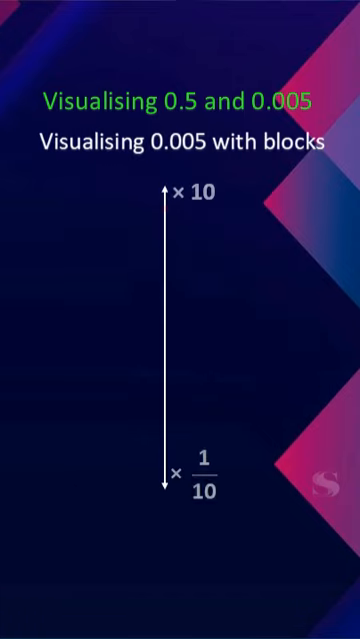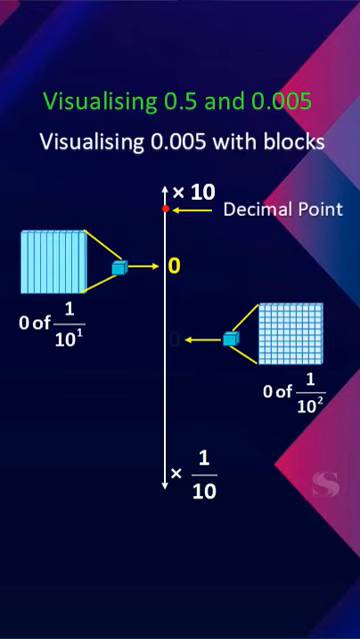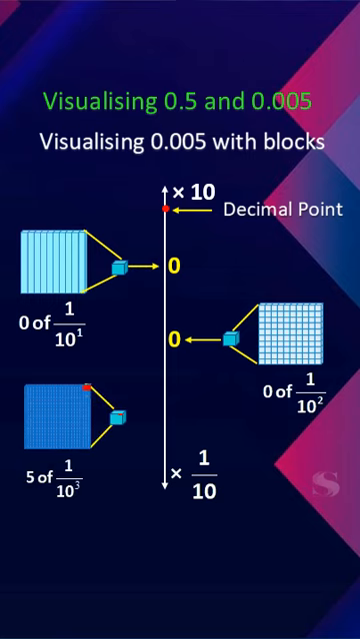The fractional part of the decimal numbers is such that the sum of all the different unit fractions, the 1 by 10, the 1 by 100, the 1 by 1000, and so on, is always less than 1.